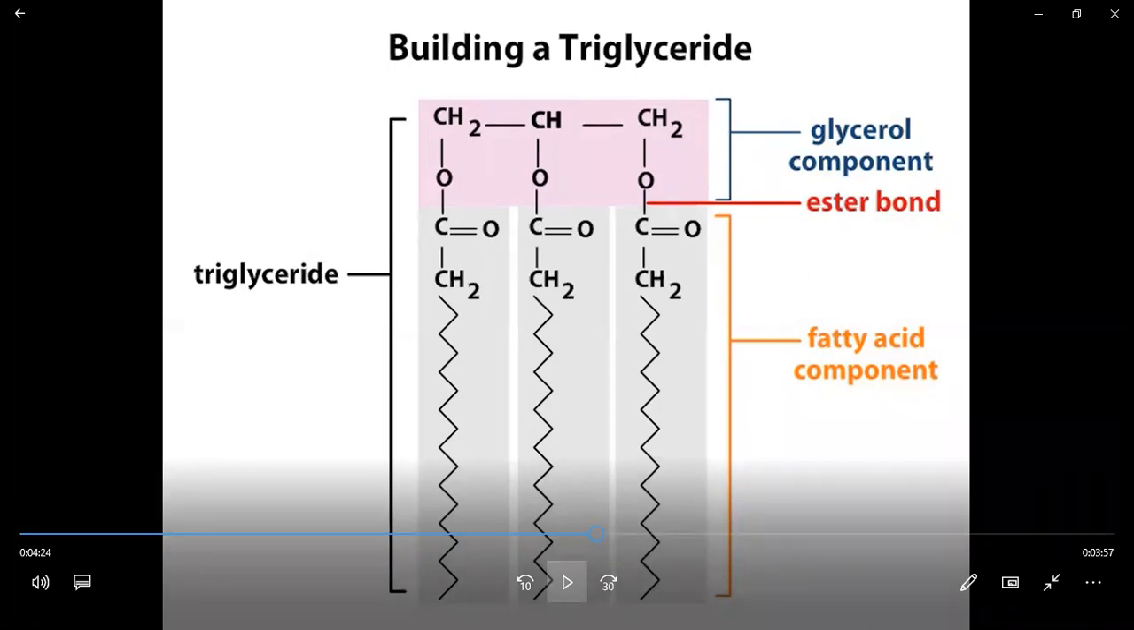ester bond, an ester functional bond of the hydrocarbon. Here the OH of the glycerol is fused with the OH of the carboxylic group, and water is released again, and the fatty acid chain is fused with the glycerol. This structure, where three fatty acids are fused with the three OH groups of the glycerol, becomes a triglyceride. Is it clear?